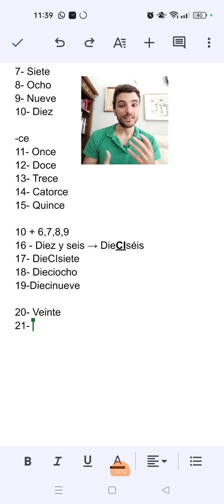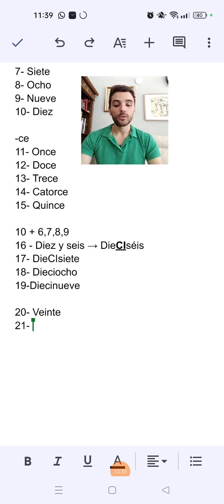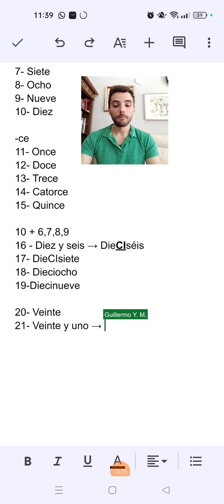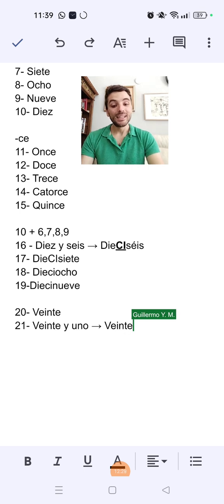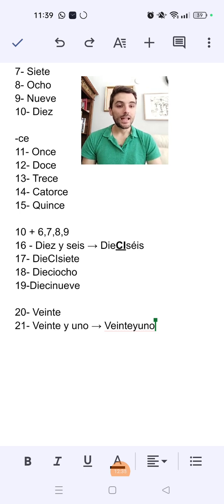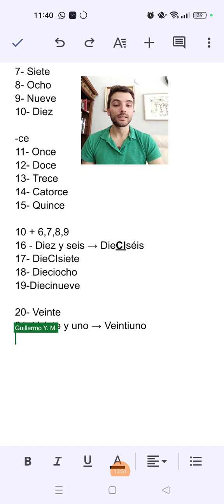Now, to make 21 and the rest of the numbers, we are using the same concept as in 16, 17, 18, 19. We are saying 20 and 1, but merged into one word. So we have 21, but then it becomes 21. Okay, 21. Now, how would you merge that? Like, how would it sound good for you? 21. We actually do 21. And then we keep that pattern for the rest of the numbers.